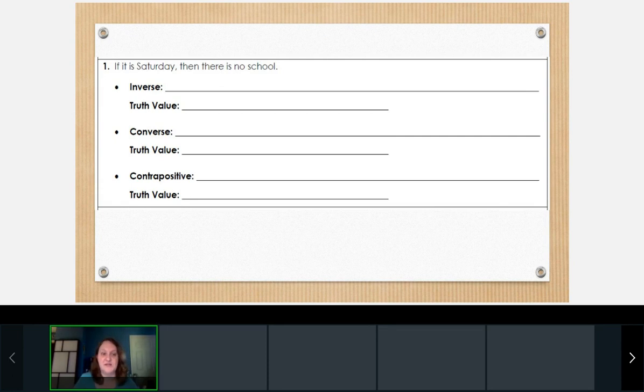So let's actually practice writing those statements. The conditional is given to us. If it is Saturday, then there's no school. Before I even start answering the question, I like to identify the P, the Q, the not P, and the not Q. So P, what is the hypothesis of this statement? What do you think? Go ahead and type it in the chat. What do you think is the hypothesis?